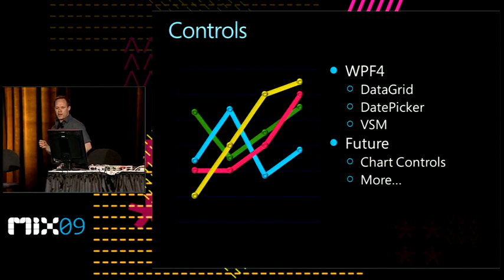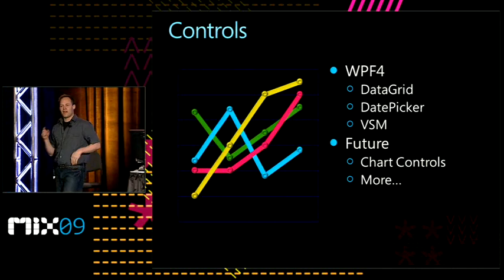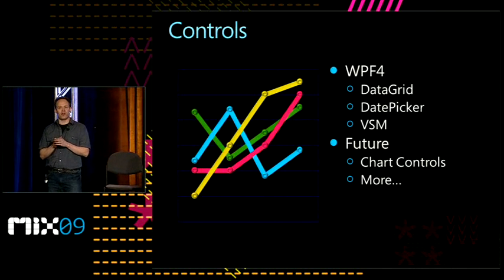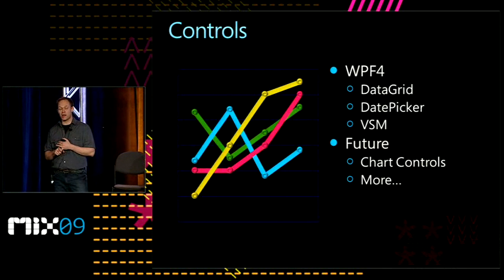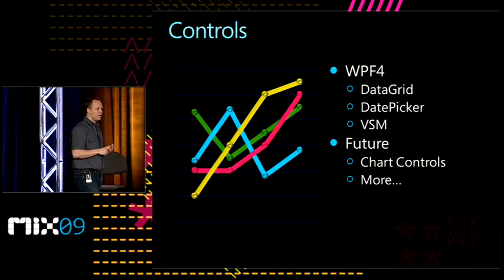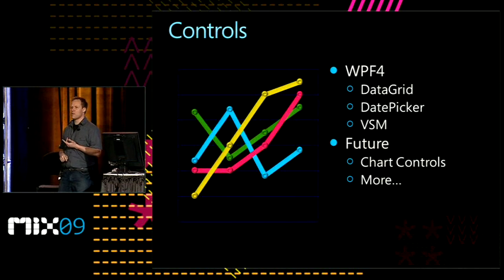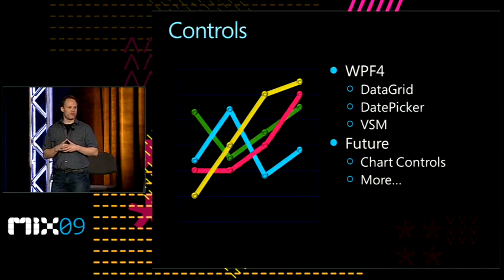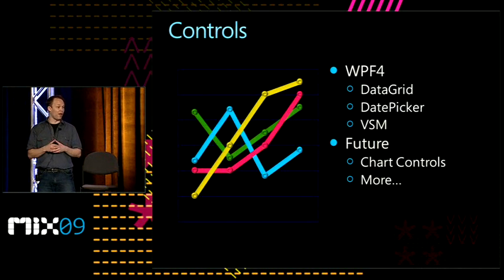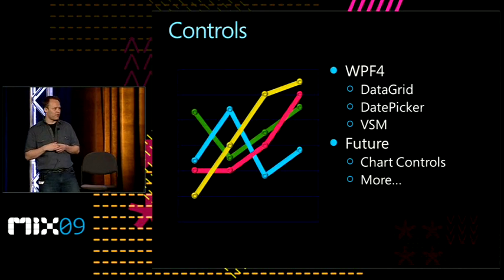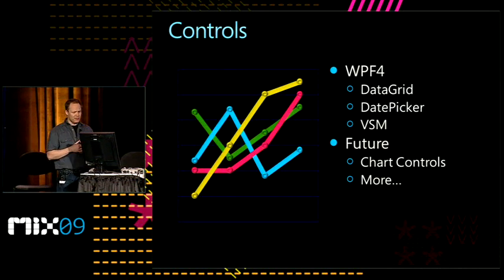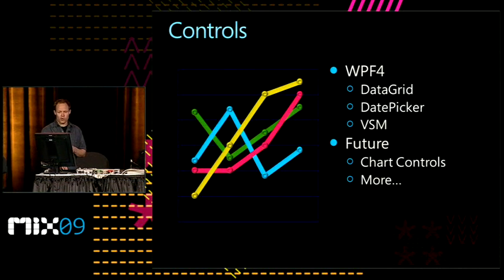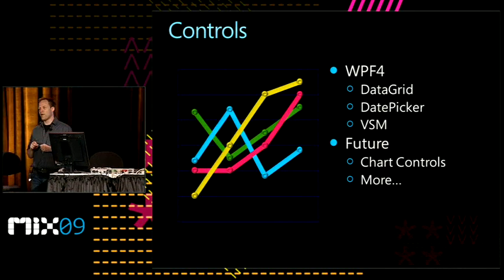Let's talk about controls for just a minute. At the PDC last year, we announced the release of our toolkit, which included our first data grid, the CTP for the ribbon, the date picker, visual state manager, those kinds of things. And so we're busy in WPF4 basically integrating those things into the platform itself, getting the tooling right and all those sorts of things. And so that's pretty much the focus of our control efforts in WPF4 proper.